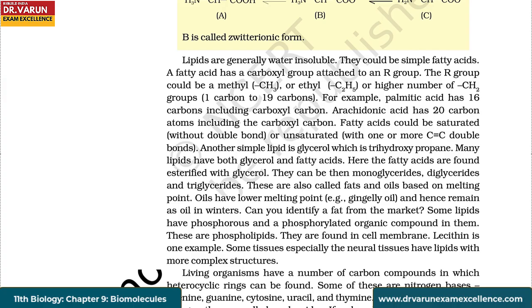For example, palmitic acid has 16 carbons including the carboxyl carbon. Arachidonic acid has 20 carbon atoms including the carboxyl carbon. Fatty acids could be saturated without a double bond or unsaturated with one or more carbon to carbon double bonds.